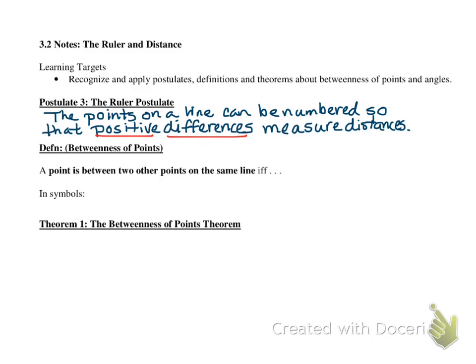The next thing in this section is a definition. It's the definition for the betweenness of points. And that definition says that a point is between two other points on the same line if and only if its coordinate, which is the number that it's associated with, is between their coordinates.